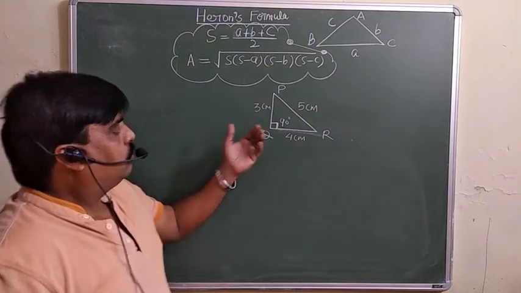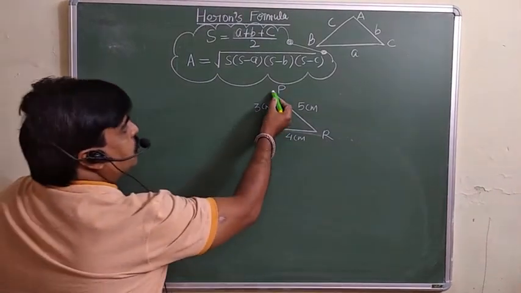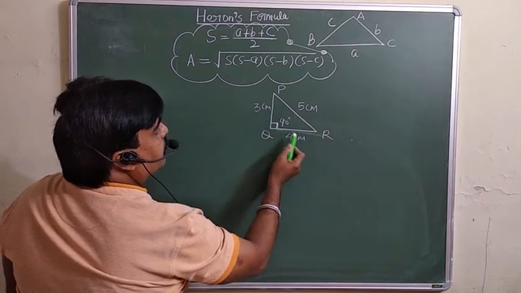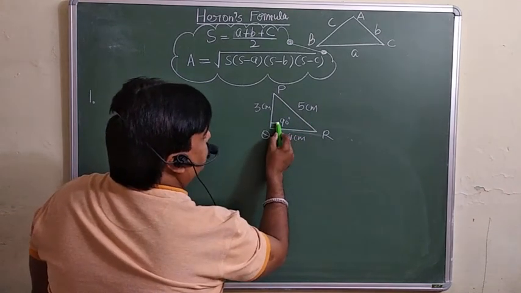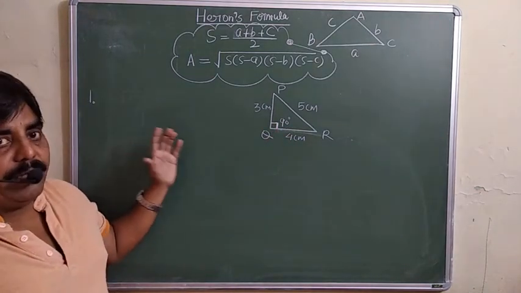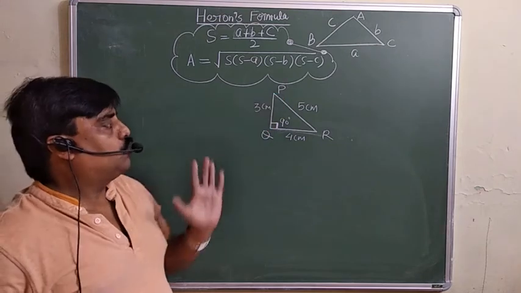Yes, now one problem I am taking. This is a triangle PQR. The sides of triangle PQR are 3 cm, 4 cm, 5 cm, and the 90-degree angle is already given. So we will apply both formulas: by altitude, and Heron's formula.